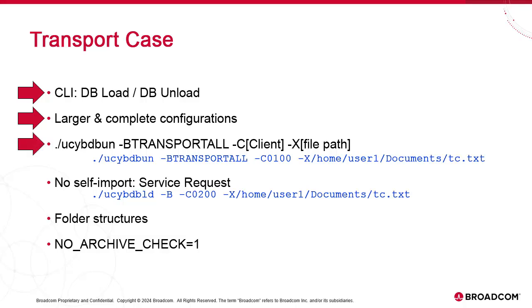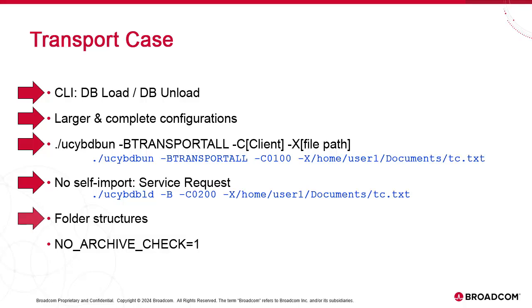In the utility directory, execute uc bdb-un -b for batch, -transport all to transport everything, -c with a 4-character client, and -x with the path of the output file. The db-load procedure is similar. We execute uc bdb-ld, the client and the file. db-load is a simple procedure that imports from a file, and so it requires no options regarding the transport case.